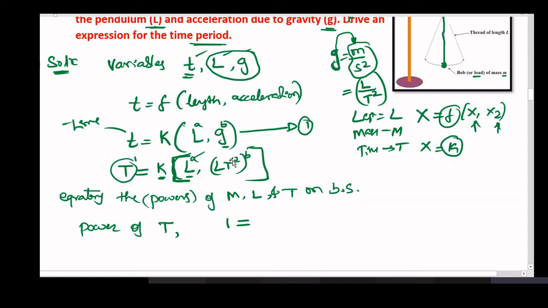Power is minus 2 for the time. Minus 2 into b will be minus 2b. So I will write minus 2b on the right hand side. If you have one more term with a time related dimension here, then a will also come into the picture. But here there is no dimension related to time, so I have not considered it. So what will be the value of b? b is equal to minus 1 by 2.